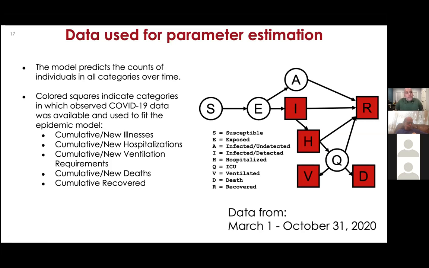So the model here, again, we're going to predict the counts over time, but we're limited to the data that we have, and the colored squares indicate what we do have. We have cumulative and new illnesses, this I category. We have cumulative and new hospitalizations, cumulative and new ventilation, and then deaths as well. From the total that we assume in LA County of 10 million entering this process, we can calculate those that are recovered. We're using data here from March 1st to October 31st in the estimates that we're presenting here.